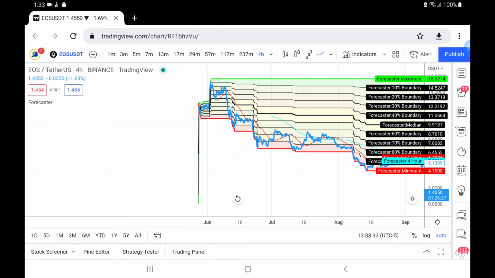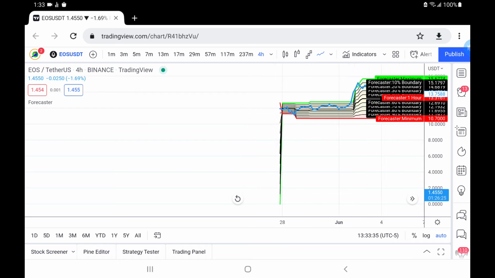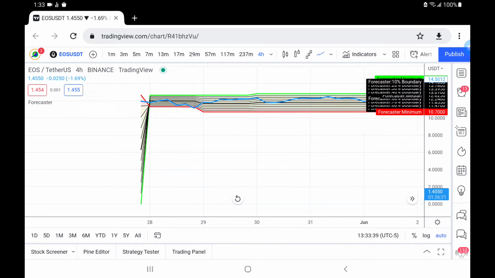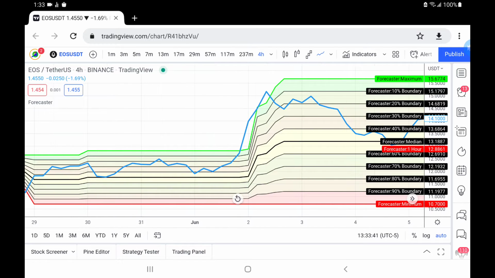Okay, let's zoom this in. It reached its all-time high pretty much very shortly after its inception. And it never really regained that momentum.